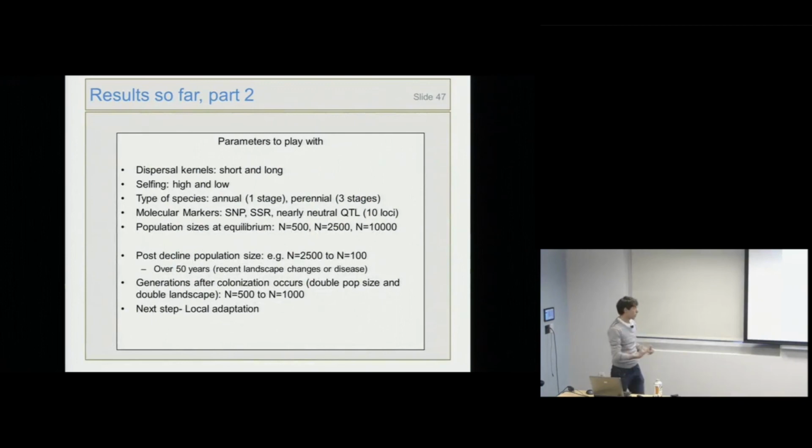I have a lot of parameters to play with for these simulations. I won't go through them all, but I'll have to think about different dispersal characteristics, different molecular markers, annual or perennial species, and then different processes that might have affected our population of interest.